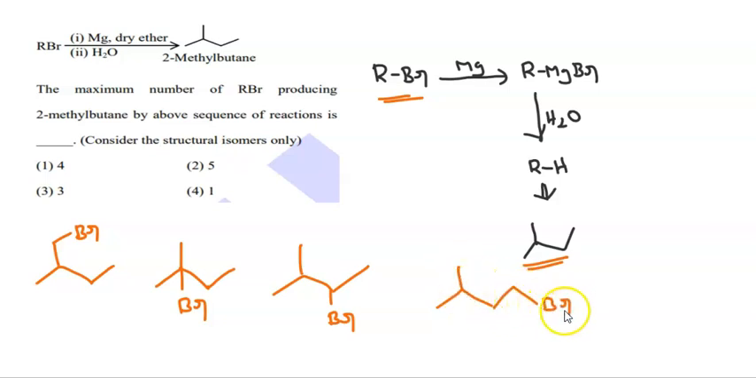And this one also can produce 2-methylbutane. And in this question it is clearly mentioned, we have only considered the structural isomers, no need to consider any stereoisomers. So 1, 2, 3, 4. These 4 alkyl bromides can give 2-methylbutane by reacting with magnesium followed by hydrolysis. So the answer for this question is option 1.